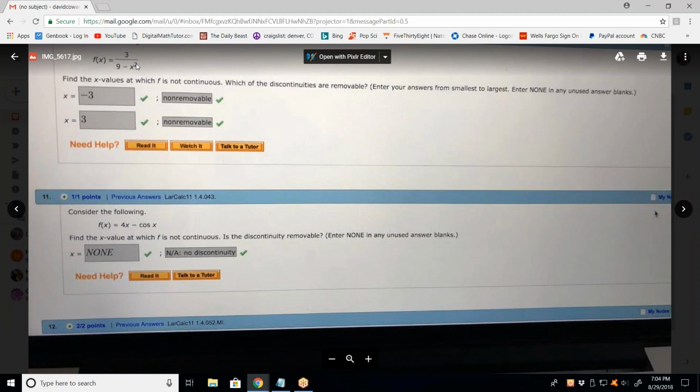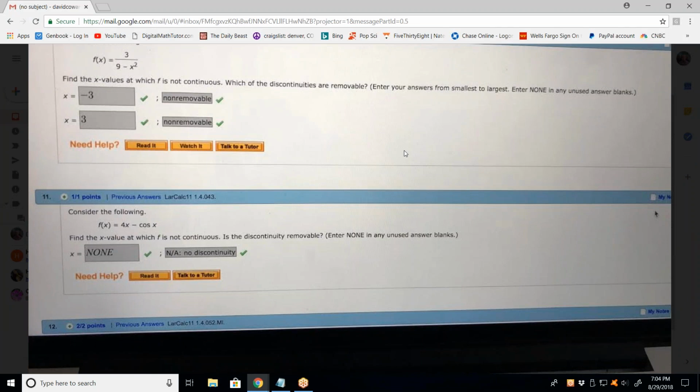You're talking about f of x equals 3 over 9 minus x squared? Yeah. So for this one, would I just do 3 over, well, this is a difference of two squares, so it would be 3 minus x and 3 plus x. Exactly. In other words, what you're looking for is where this thing is undefined. It's undefined when x is minus 3 or plus 3. It's only two spots.